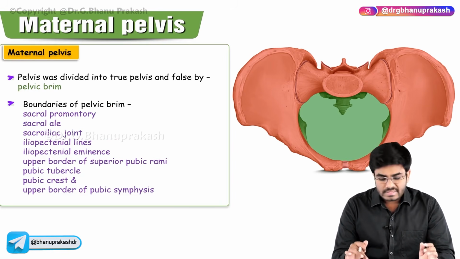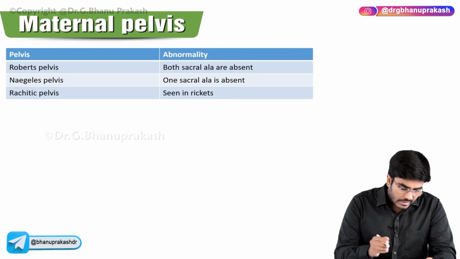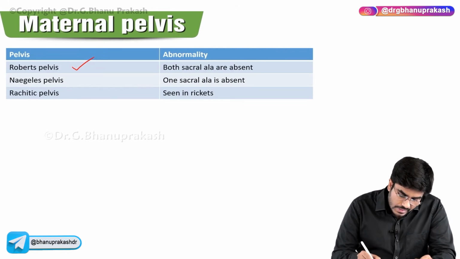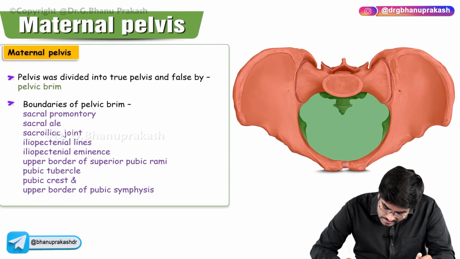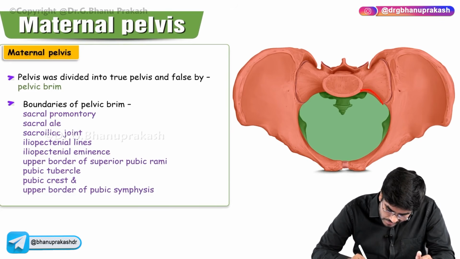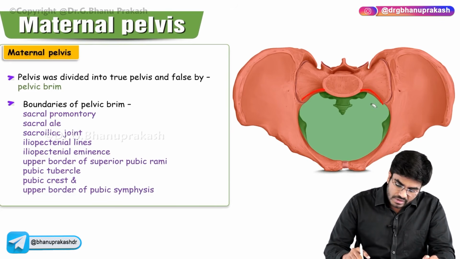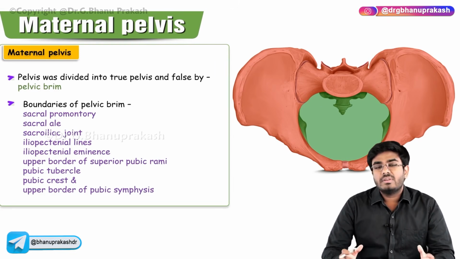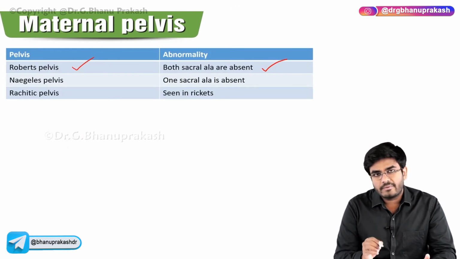Now let's see some abnormal pelvis. Guys, for example, there is a pelvis called Robert's pelvis. Here in Robert's pelvis, there is absence of both the sacral alae. For example, see here, this is one sacral ala and this is the other sacral ala, the sacral wings. What happens if both the sacral alae are missing? Then the resultant pelvis will be absolutely abnormal. Such a pelvis is known as Robert's pelvis.